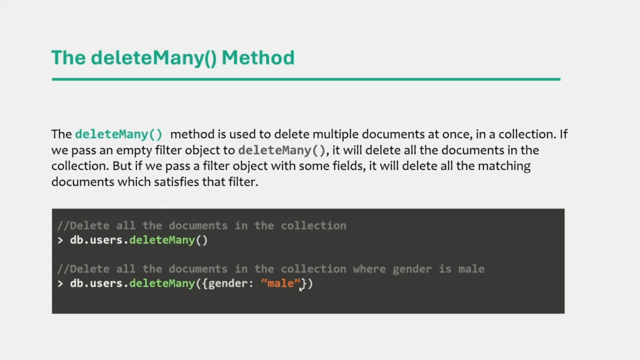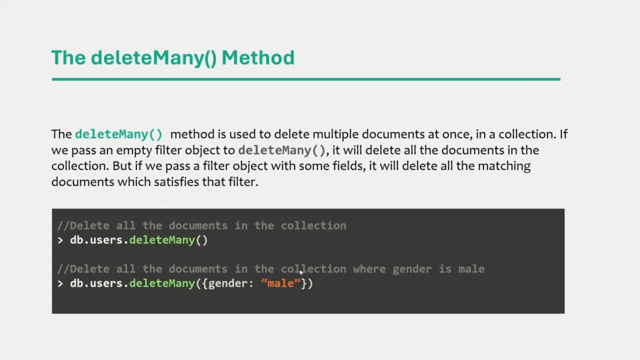Alright, so this is all from this lecture. In this lecture, we learned how we can delete documents from a collection. And for that, we have 2 methods, deleteOne and deleteMany. And in this way, we have learned how to create documents in a collection, how to read documents from a collection, how to update a document in a collection, and also how to delete a document in a collection. So basically, we have learned how to perform CRUD operations in a MongoDB collection. CRUD stands for create, read, update, delete.